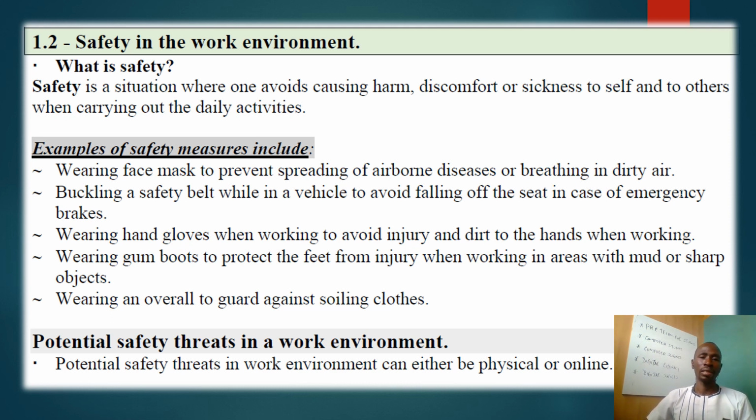Also, another good example, buckling a safety belt while in a vehicle to avoid falling off the seat in case of emergency brakes. Everybody has been told that when you are entering a vehicle, please wear your safety belt. That is for your own safety, so that in case of an emergency, you do not fall off your seat or knock yourself against the obstacles in front of you.